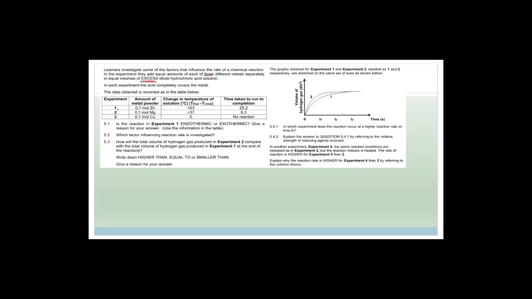So here we've got experiments 1, 2, and 3. Here is the amount of metal powder, and you can see we've got 0.1 moles of zinc, 0.1 moles of magnesium, and 0.1 moles of copper. What's important here is they've actually added the same amount of moles. So when they said equal amounts, it's not grams, it's moles, which is great. Then they say change in temperature of the solution, and this is the final temperature minus the initial temperature. The difference was plus 23 for the first, plus 37 for the second, and for copper there's no change in temperature.